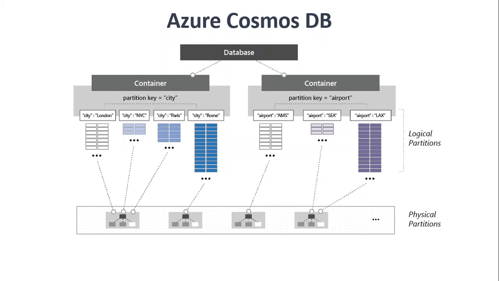Partitioning basically means the items in the container are logically divided into distinct subsets. We call them logical partitions. You can see there, let's say in your database you have two containers. One container is partitioned using the partition key city, and the other one uses airport. For each city, the data is grouped like this. These are called logical partitions, and the same goes for the airport.